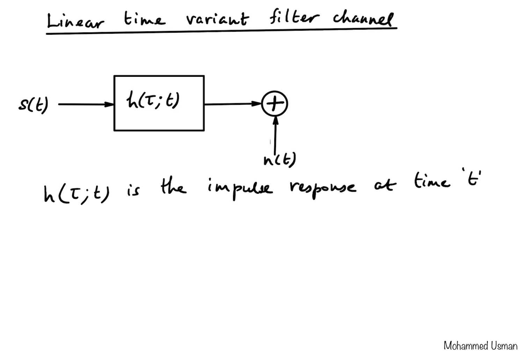So we'll denote that as n of t, and the output of the channel is basically the convolution of the input with the channel impulse response, or the linear filter impulse response, plus the noise component.